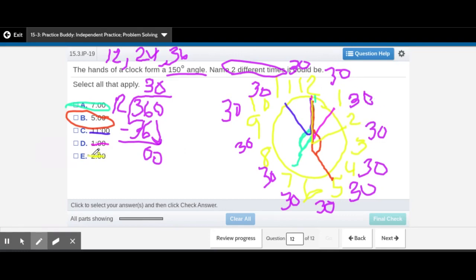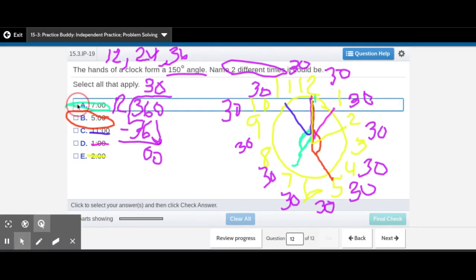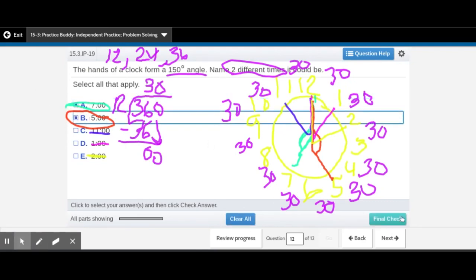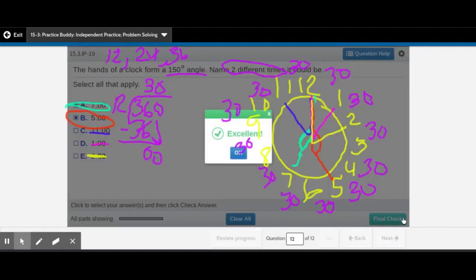So the only two that work for us are the 7 o'clock and the 5 o'clock because those two give us our 150 degrees. So I'm going to choose those answers and let's see if we're correct. Ooh, we are so smart, I can't even take it.